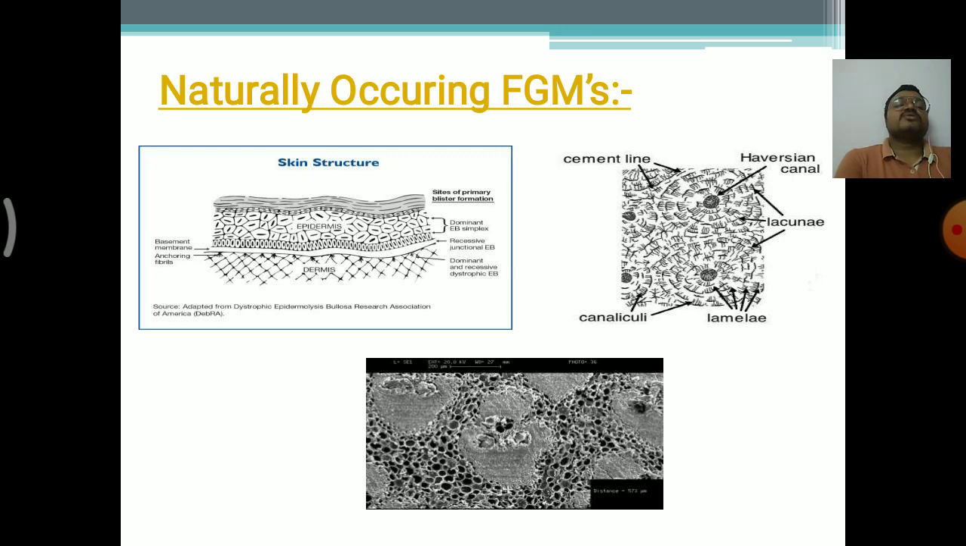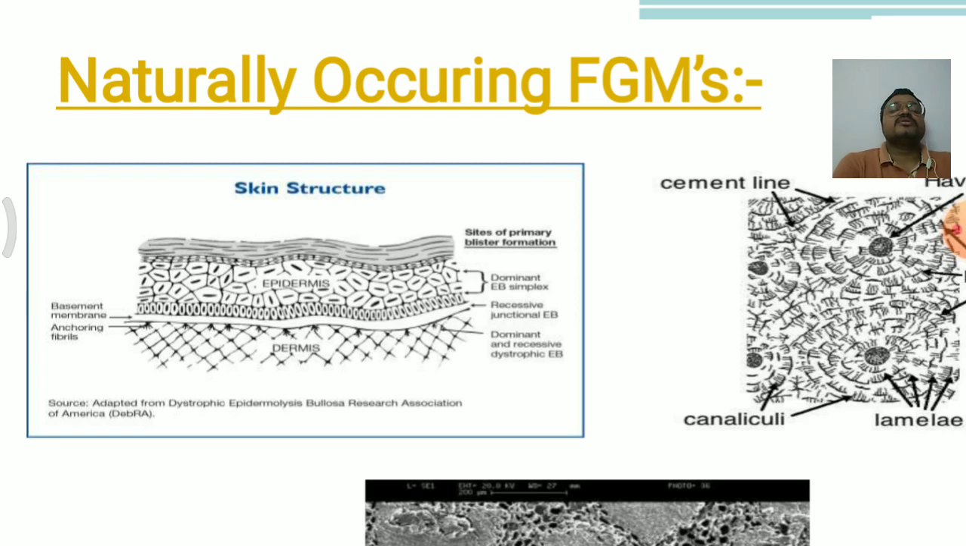Some naturally occurring FGMs: first one is the skin structure. Here we are seeing the human skin. First is the primary layer, second is the dermal layer or epidermal layer, which we define as the epidermis, and next is the basement membrane, and last is the anchoring fibrils. So these are the different structures or layers of the human skin.